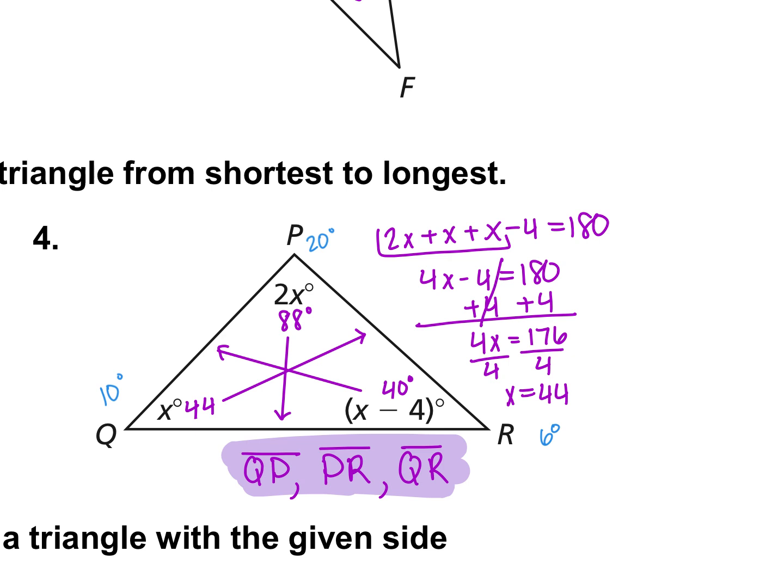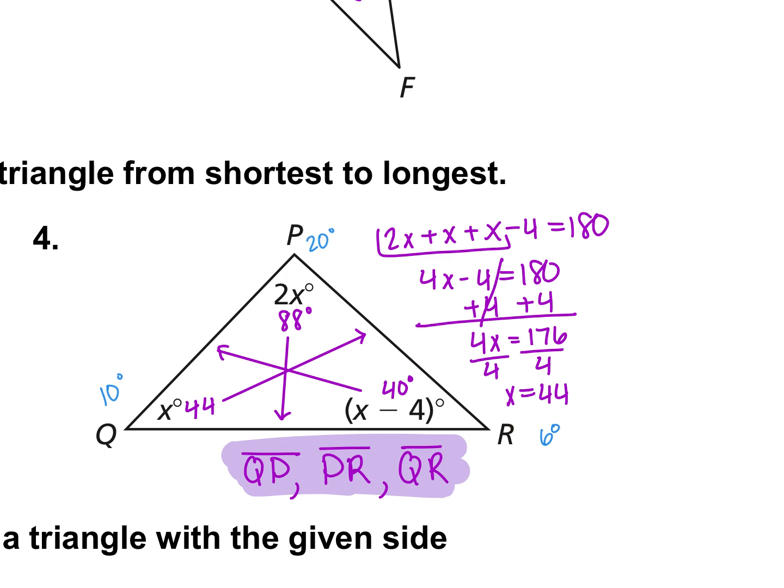Looking at this one, because this is my smallest angle, QP is my smallest side, or PQ. Because I solved for X, this is my medium side, so PR is my medium, or RP. And this should have been my largest, which is QR.